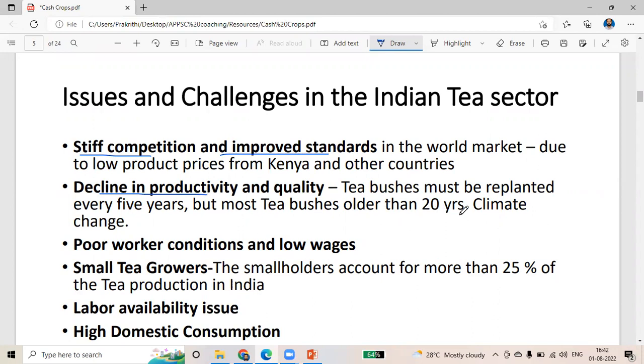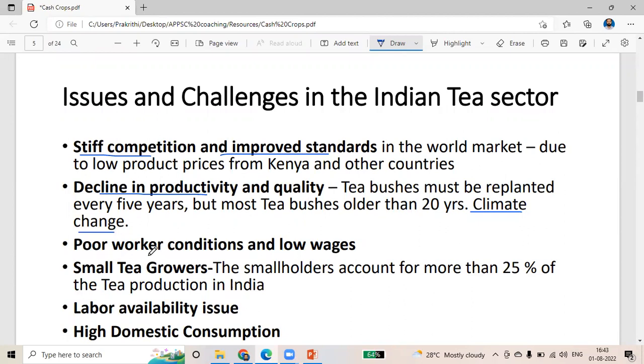And another problem, climatic change. Because of climatic change also, we are facing productivity and quality problems in Indian tea. Earlier, Indian tea was high quality. Right now we are facing quality problems in Indian teas. Earlier the replacement time was 4 to 5 years, but currently we are taking minimum 20 years, using the same plant for producing. So quality will slowly come down.